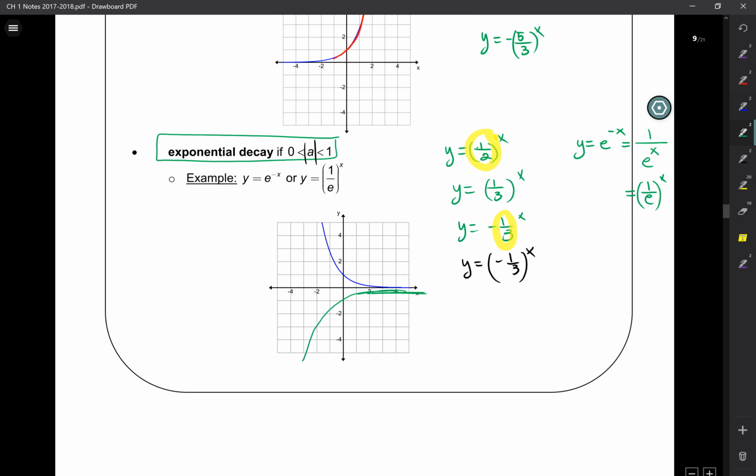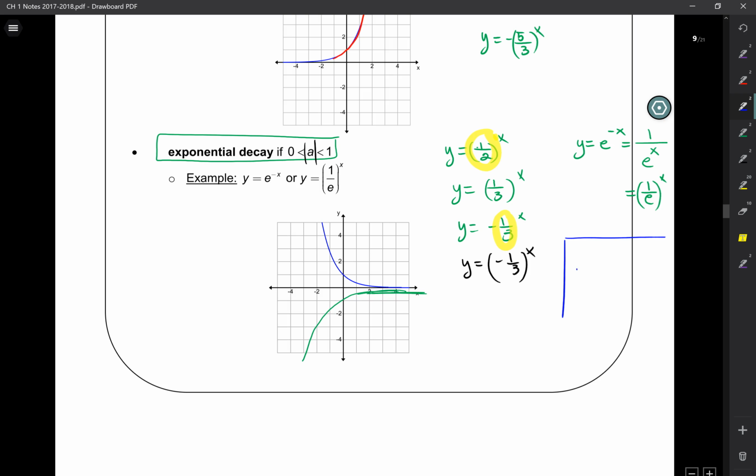How do you know what e is? e is 2.7. It's a constant like pi. e is a constant, 2.7. So if you did 1 over 2.7, it'd be less than 1. Yeah. So let me do another one.